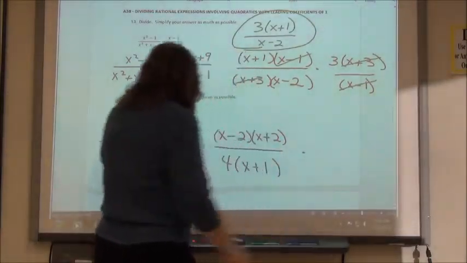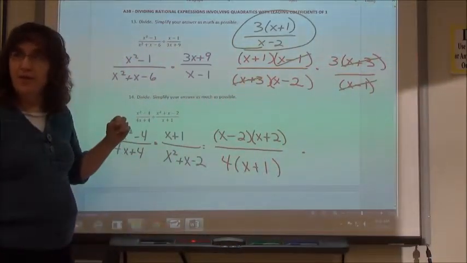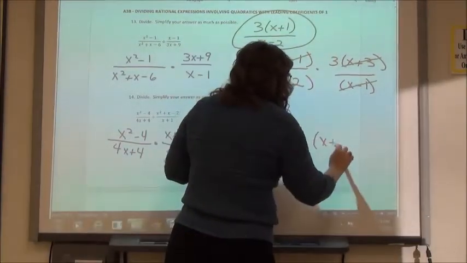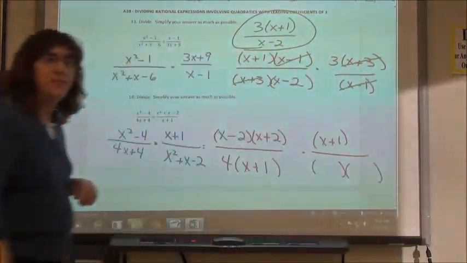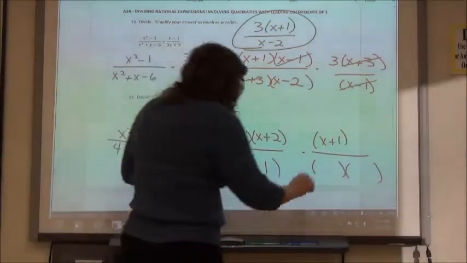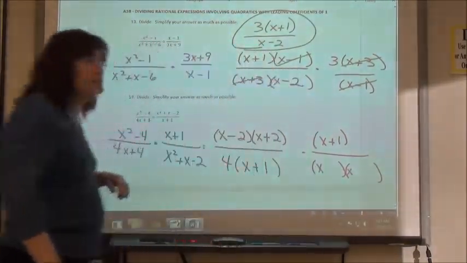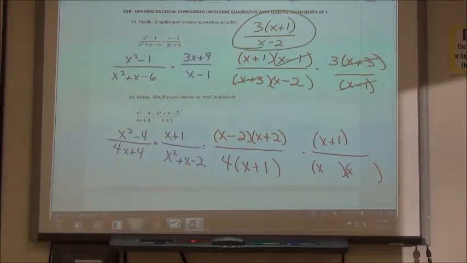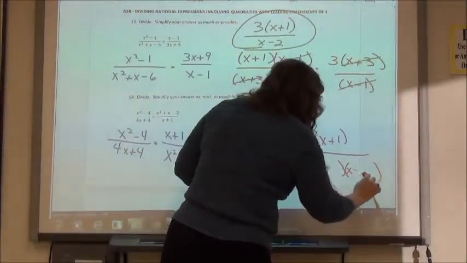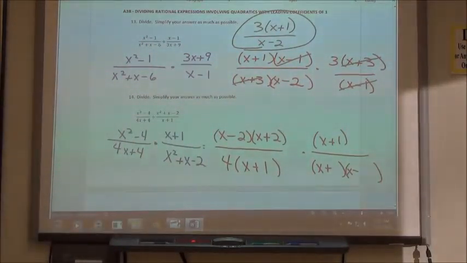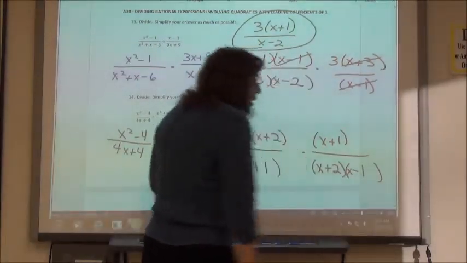Top of the next fraction. Doesn't have a squared, doesn't have a greatest common factor. Got to leave it alone. x plus 1. Bottom, that has a squared. We know it's going to use the 2 sets of parentheses, right? So x and x, my signs. Since this is a negative, 1 of each, plus and a minus, factors of 2. 1 and 2, and which one is going to go by the plus sign since I want a plus x in the middle? The 2 is. So the plus 2 and a minus 1.